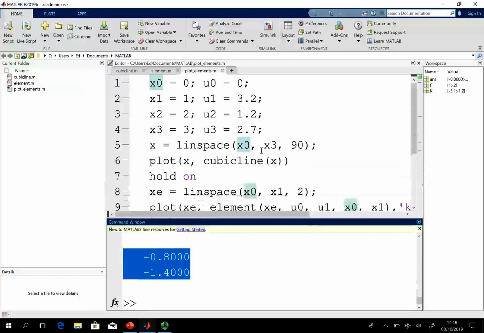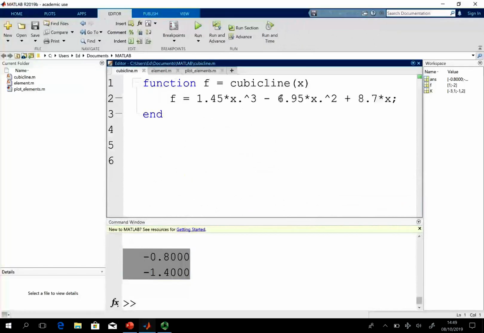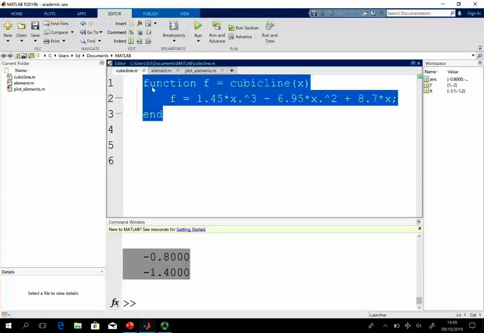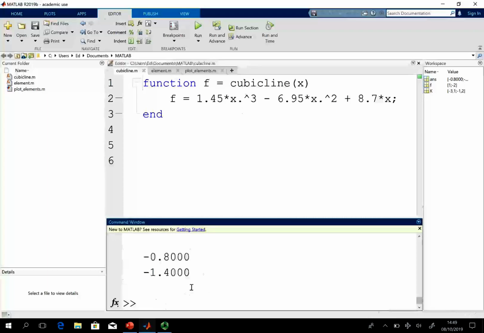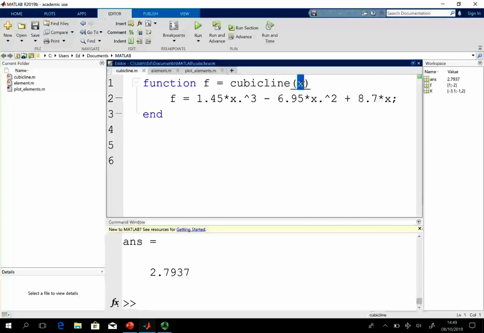So this is just an example from before. What I've done is define a function that defines the cubic polynomial that you've just seen. Just to give you an idea, if we type in cubic line of 0.5, that's 2.79, not 2.9. Essentially we've specified the input function variable as x, and it sticks that value of x into each of those terms and returns the answer for f, which is about 2.8 at that point.